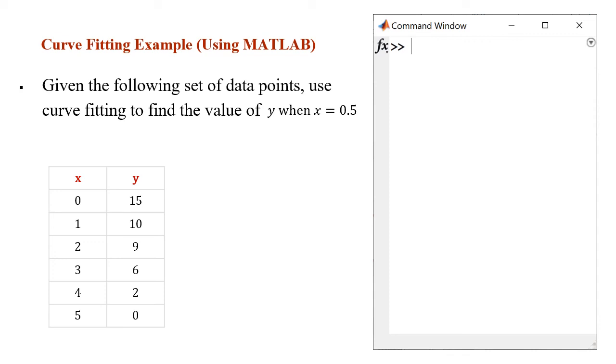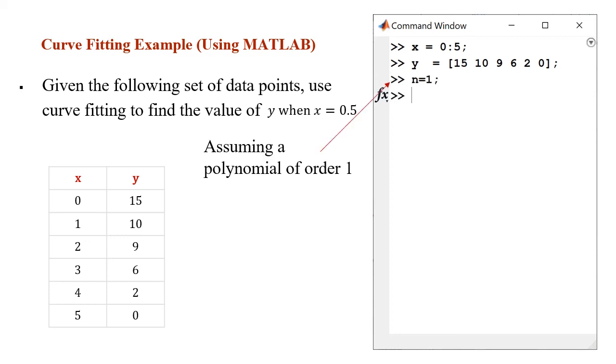values of x, starting at 0, ending at 5, incrementing by 1. y is an array that has the values 15, 10, 9, 6, 2, and 0. The first step is we're going to choose the order of the polynomial. We want to assume a polynomial of order 1.